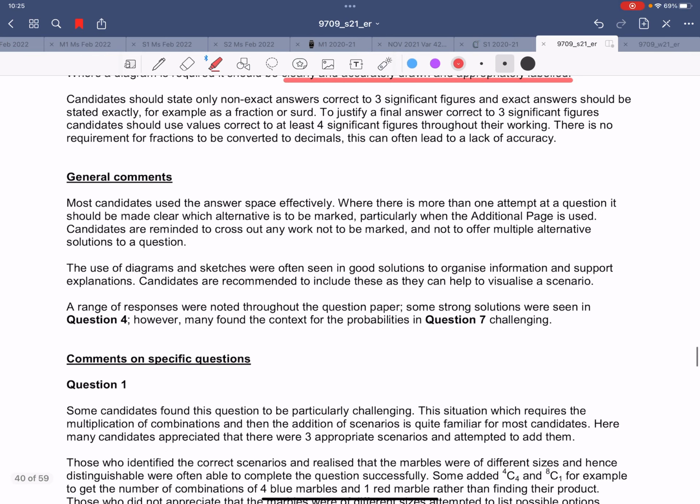Candidates should state only non-exact answers correct to 3 significant figures. That means if the answer is exact, and if it's to 5 decimal places, write it as it is. Exact answers should be stated exactly, for example, a fraction or a third. To justify a final answer correct to 3 significant figures, candidates should use values correct to at least 4 significant figures throughout the working. There is no requirement for fractions to be converted to decimals, so they are very happy for fractions, and this can often lead to a lack of accuracy.